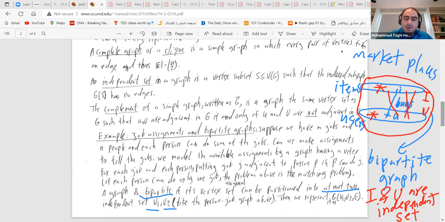Another application of bipartite graphs is this example. Suppose that we have M jobs and N persons, and each person can do some of these jobs. Then we want to find an assignment. What is the idea? Assume that these are the jobs.